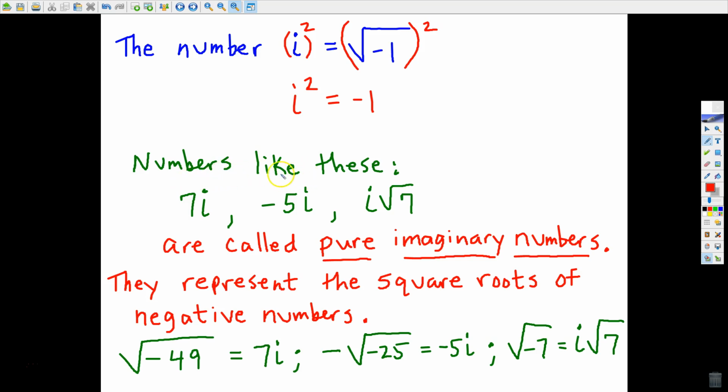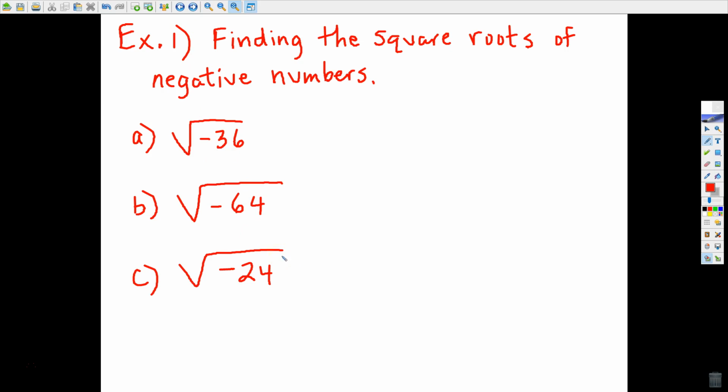So I am showing you here some numbers that we call pure imaginary numbers. And it's going to be the goal of this lesson to show you that the square root of negative 49 is actually 7i. The opposite of the square root of negative 25 is negative 5i. And the square root of negative 7 is written as i times the square root of 7. So that's kind of a preview of where we're going. So let's jump right in with some examples.